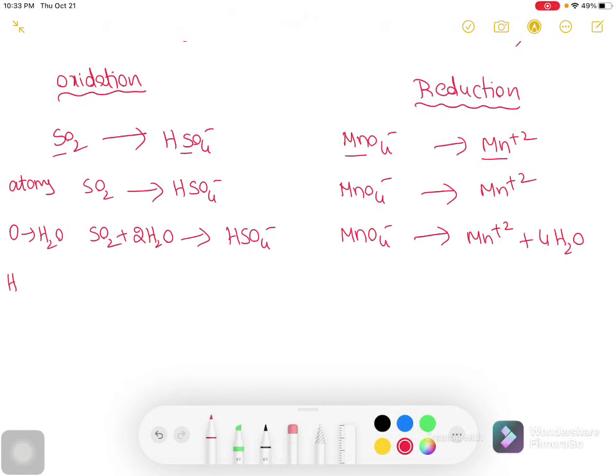Next, I am going to explain hydrogen balancing. We need to follow the same sequence. First step is atom balancing, second step is oxygen balancing. Now I am going to discuss the third step, hydrogen balancing. Hydrogens are balanced by using H+. For example, in SO2 there are no hydrogens. In 2H2O, number of hydrogens is 4, 2 into 2. In HSO4 minus, only one hydrogen is present. So the left side has 4 hydrogens and the right side only one hydrogen, so the right side is 3 hydrogens less. We have to balance hydrogen by using H+.